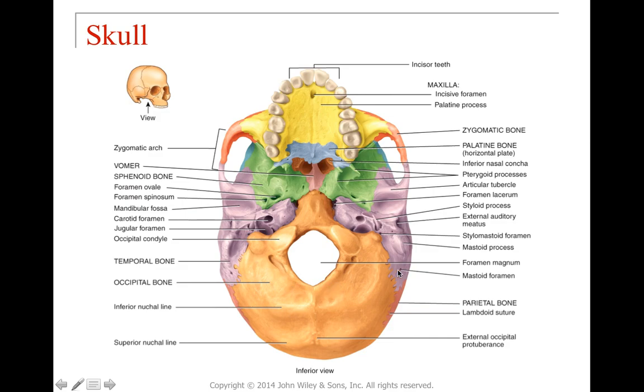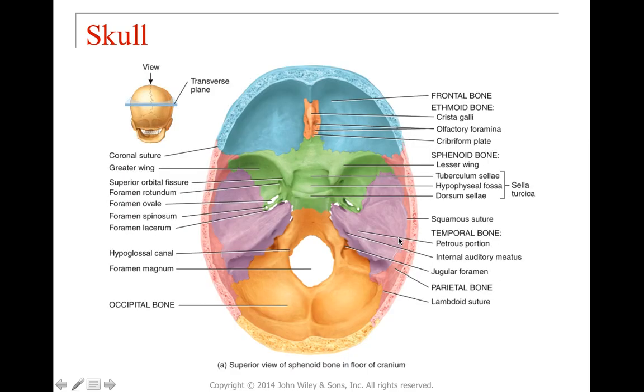All right, what else did I miss? Here's another foramen, the mastoid foramen, which is found in the temporal bone. We also have the external auditory meatus. Again, that's going to connect to your ear and allow sound waves to travel in through the ear canal. Here's the stylomastoid foramen, and the styloid process as well. All right, I think I've touched on everything from that direction.